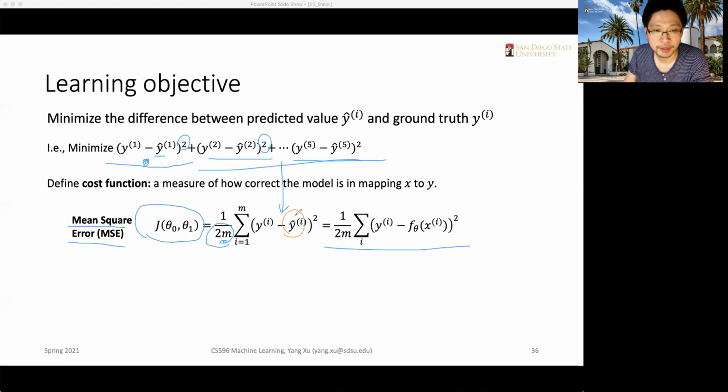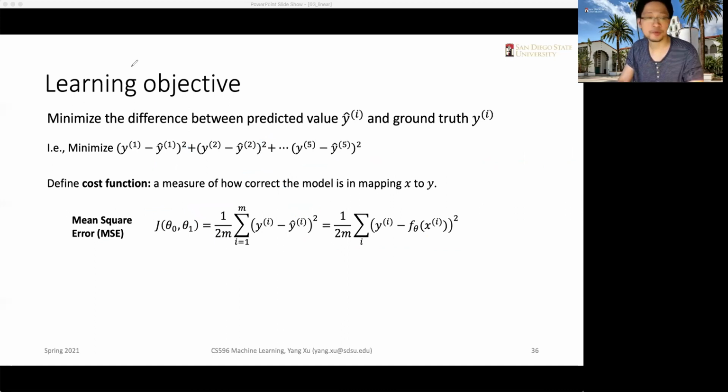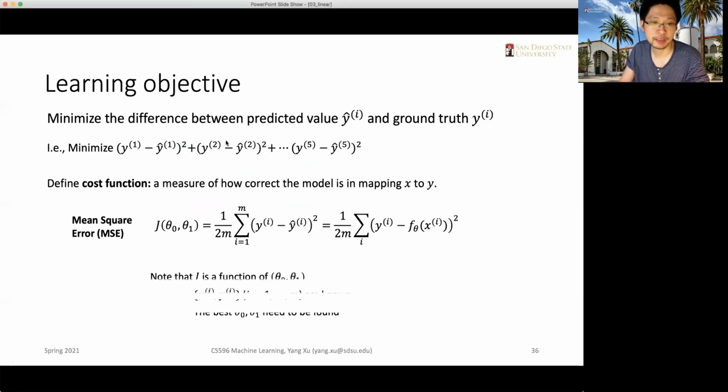Notice that the y hat here is derived from the linear model. The linear model is a function based on theta. So it's basically theta 0 plus theta 1 times xi, if you supply xi as the input. And we've defined the mean square error as our cost function.